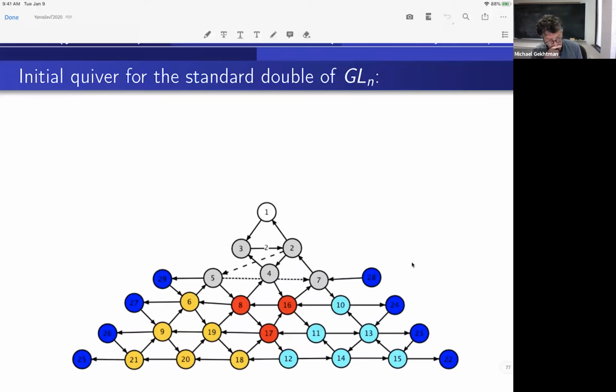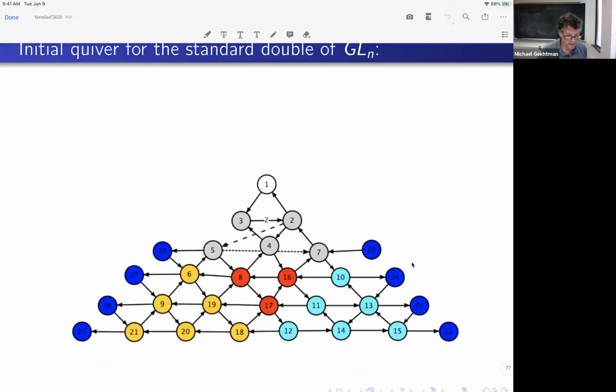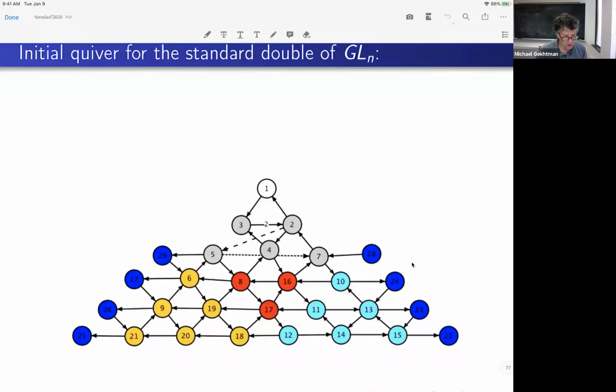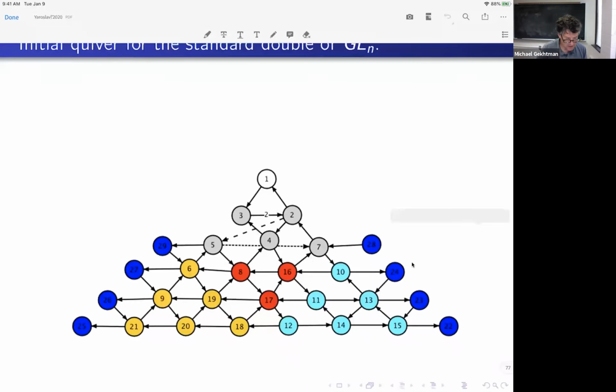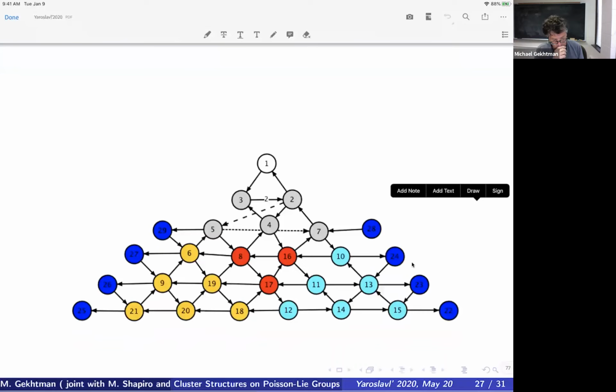And the question is whether or not you have a cluster structure there as well. And well, the answer is not quite. I will explain this quiver in a second, but I want to say the following. On the double, a standard double in GLN, you can find a log canonical coordinate system. It is hidden in this picture, which I will explain in a second.